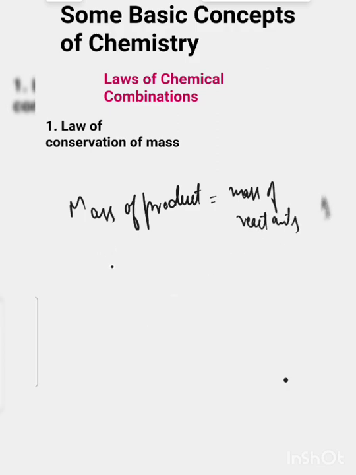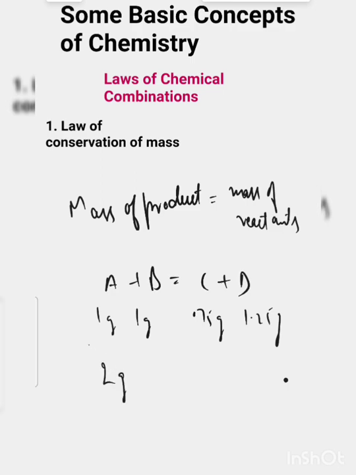So suppose there is a reaction A plus B is equal to C plus D. So this is 1 gram, this is 1 gram, this is 0.75 gram, and this is 1.25 gram. So in this particular reaction, when we add mass of reactants, this is 2 gram. When we add mass of products, this also will be 2 gram. So it's saying that mass of product, that is 2 gram, will be equal to mass of reactant, that is 2 gram. So this is all about the law of conservation of mass.